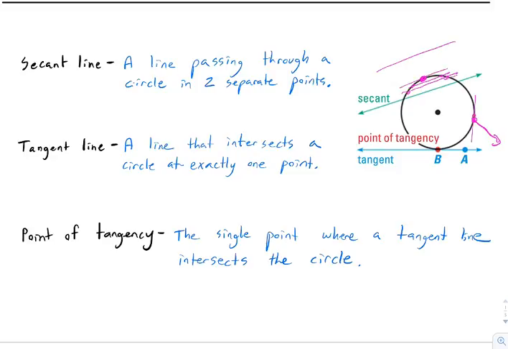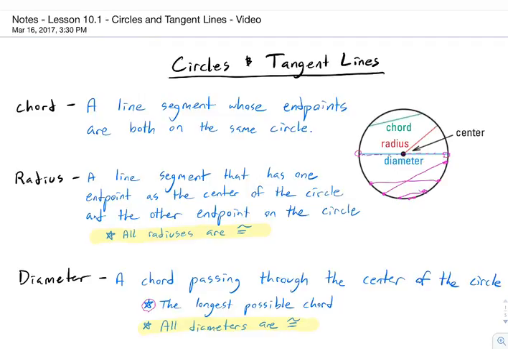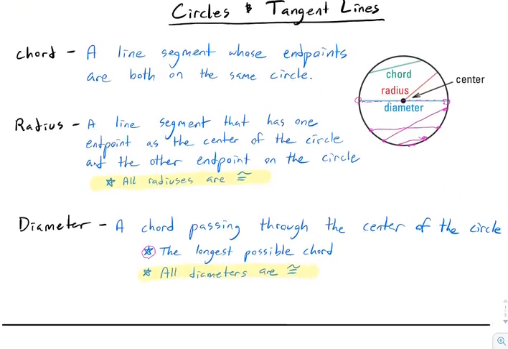And that's all the vocab we're going to introduce here. So logically, that one point where a tangent line hits, we call the point of tangency. But really, we've got a tangent line, a secant line, or a chord. Those are really our 3 new words.